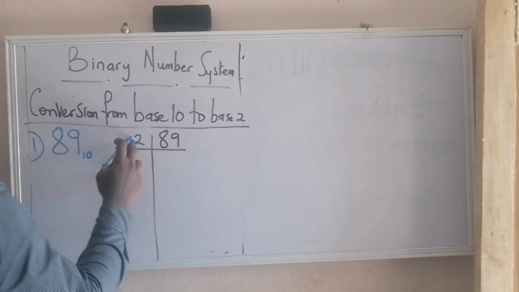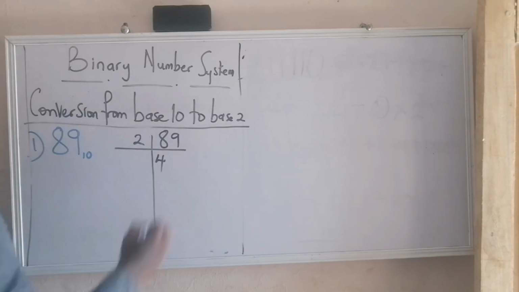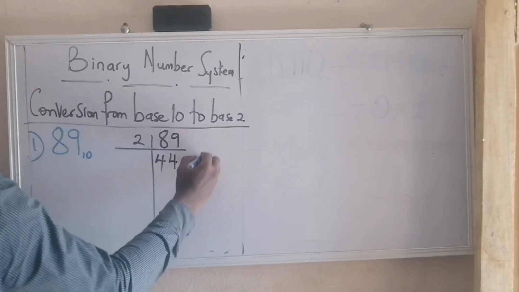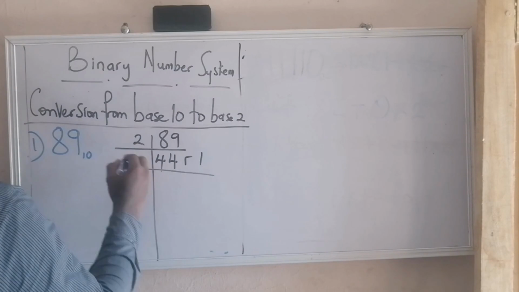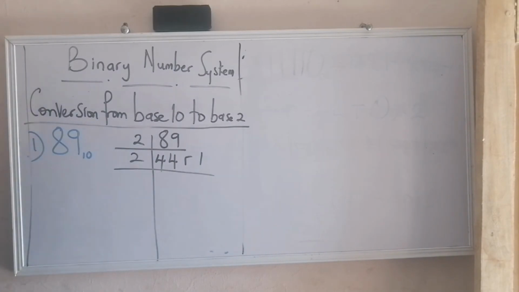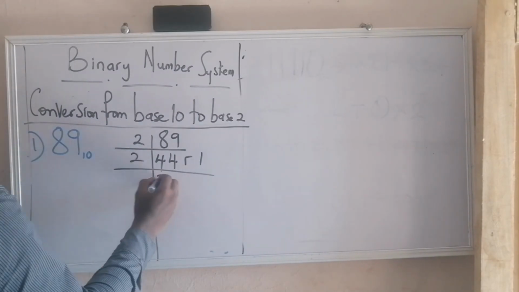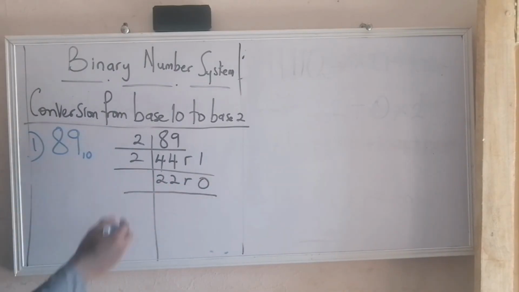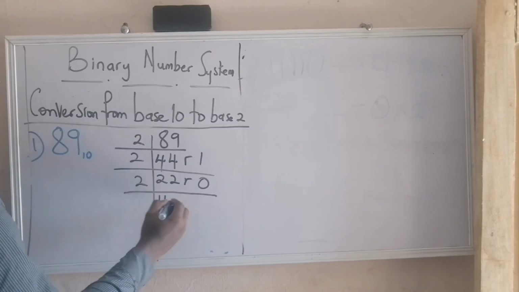Now we're going to start. 2 in 8 is what? 4. What is 2 in 9? 2 in 9 is 4. Remainder 1. Always remember to put your remainder 1. Draw your line again. 2 in 44. How many 2 can you see in 44? That would be 22. Our remainder is 0. Write your 0 there. Then 2 in 22. That would be 11. Remainder what?